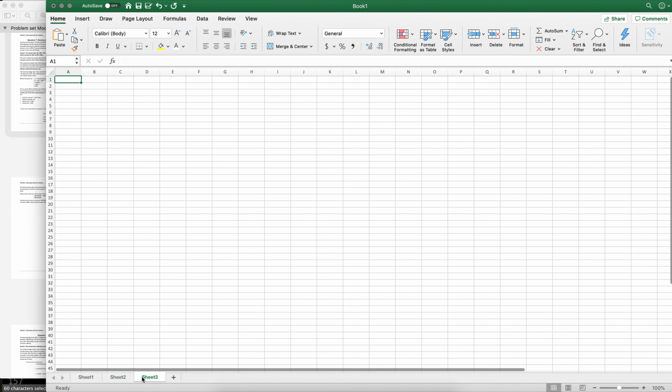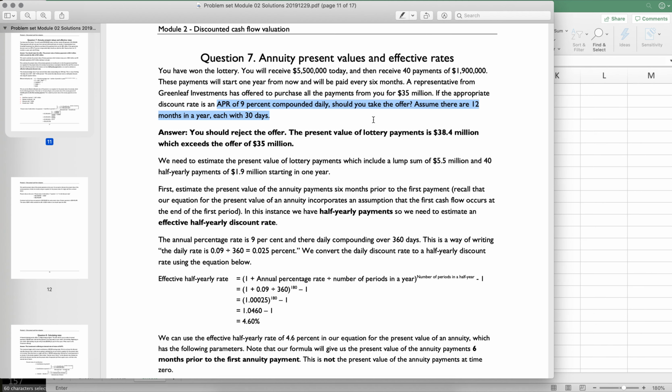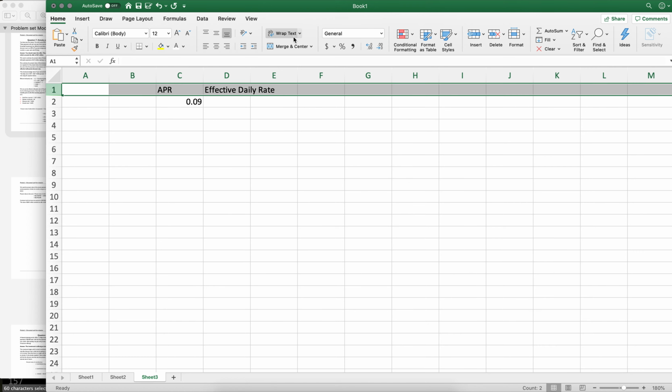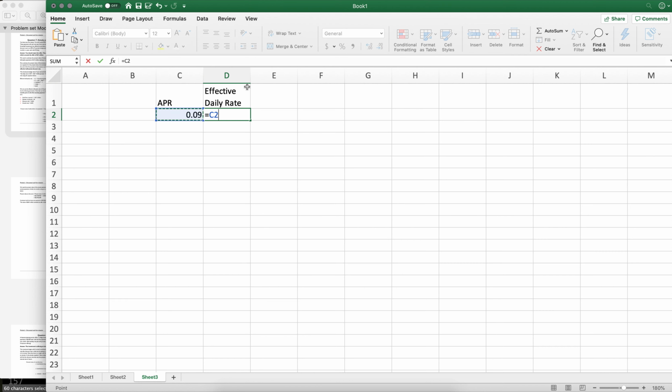So I've already worked it, but let me work it again from start to finish so that you guys can see. Okay, step 1, APR, 9%, 0.09. Let's get the effective daily rate. The reason that we're doing this is because it's compounded daily, and therefore we need to convert from the daily rate to whatever other rate we need.